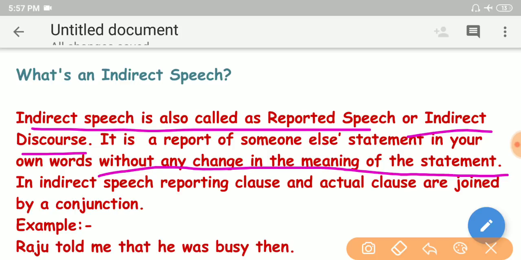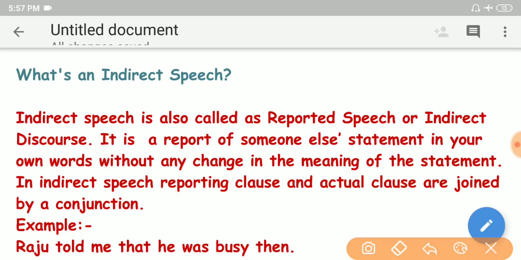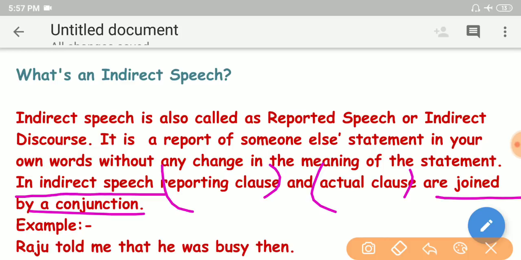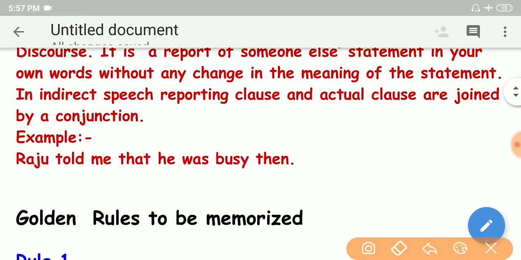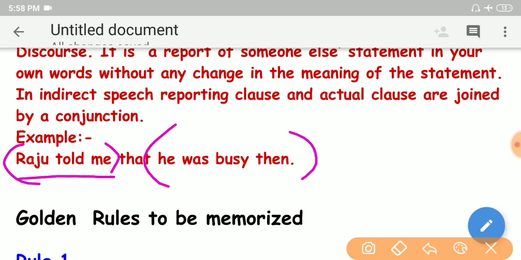See, at the same time, in indirect speech also we have two clauses. One is the reporting clause and the other is the actual clause or reported clause. These two clauses are joined by a conjunction, my dear friends. See, for example, you can see here, Raju told me is the reporting clause. He was busy then is the actual clause or reported clause. These two clauses are joined by that, a conjunction. Sometimes that, sometimes WH words are used as conjunction, sometimes if or whether, sometimes to can be used as conjunction. All these things we are going to learn in detail, my dear friends.